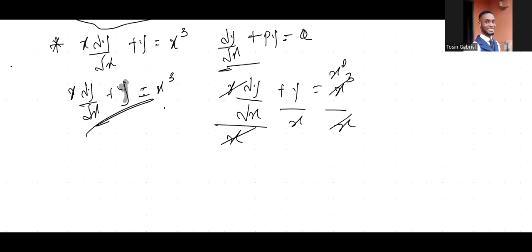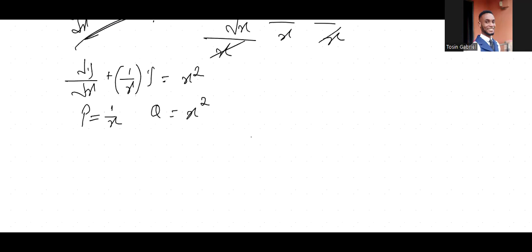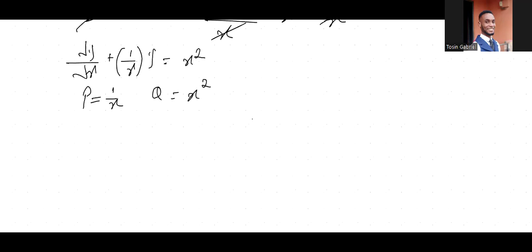Then we have dy dx plus 1 over x times y equals x squared. So here we need to get p. So p will now be 1 over x and q will now be x squared. Okay, so from here we can solve for our integrating factor.